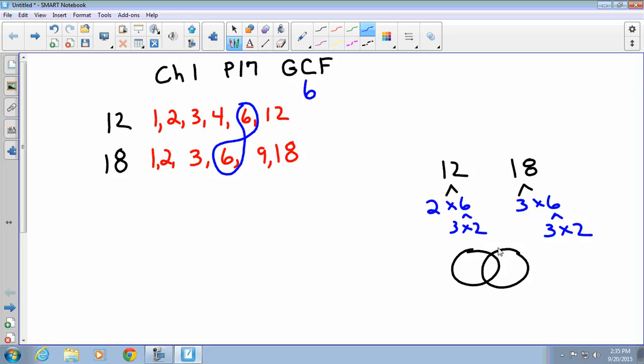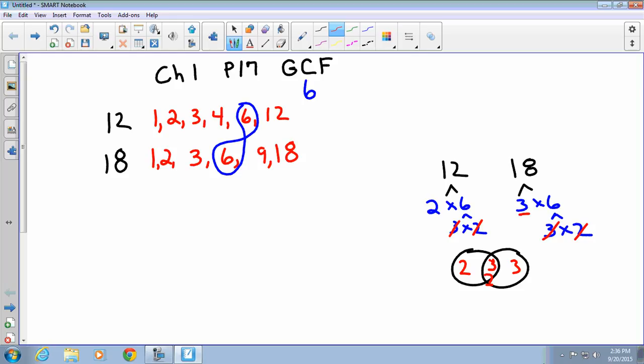Same thing, we have to find the numbers that they have in common. Remember with the Venn diagram, the numbers that they have in common go in the middle. There is a 3 over here and a 3 over here, so 3 goes in the middle, and there's a 2 here and a 2 here. So 2, if I could squeeze that in, also goes in the middle. You could bring down this 3 for this side of the circle for the 18, and you could bring down this 2 for this side of the circle for 12, but that's really not that important.